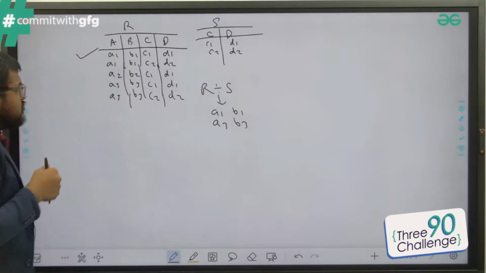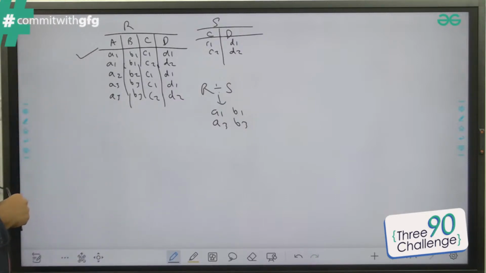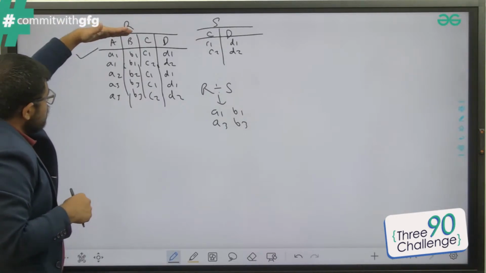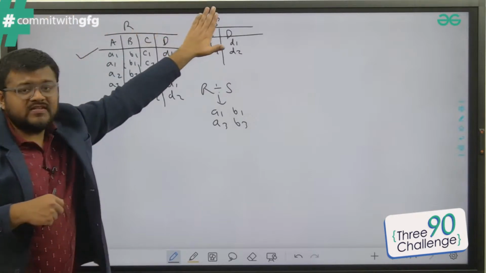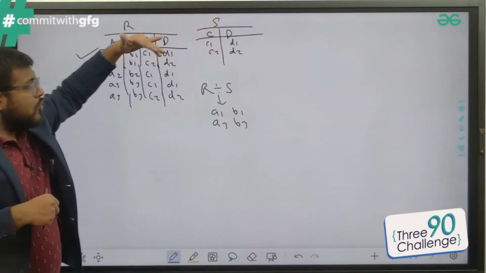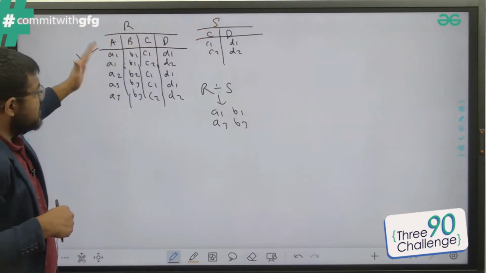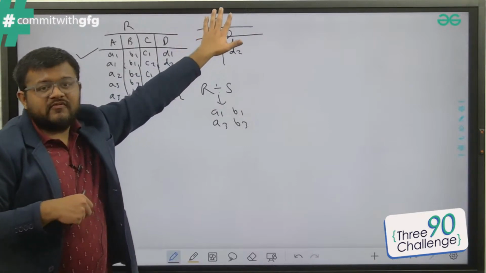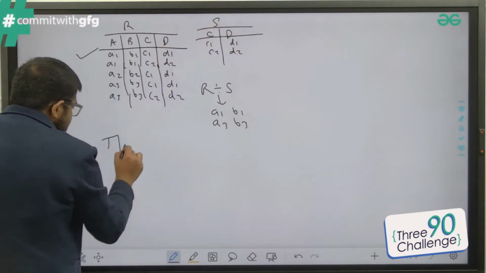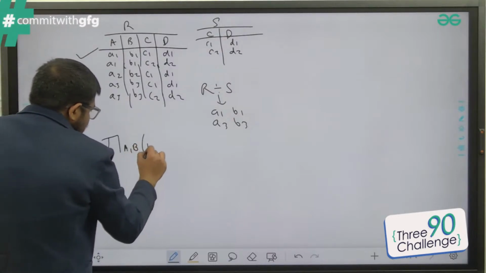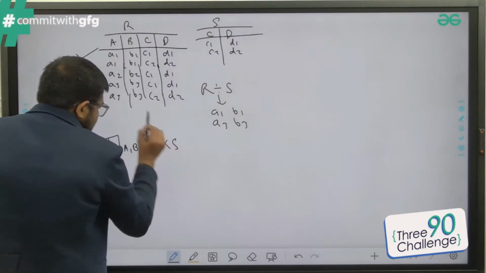So how can I get this? Let us assume that all values of AB present here are associated with each and every value of S. All values of AB present here are associated with each and every value present in S. So how can I get that? I can say pi A, B of R cross product S.